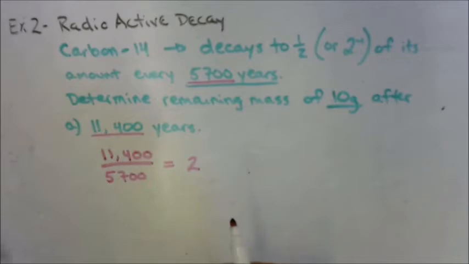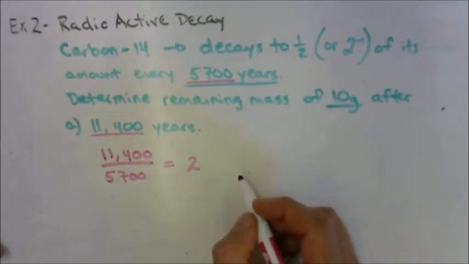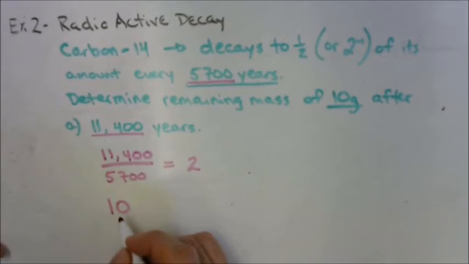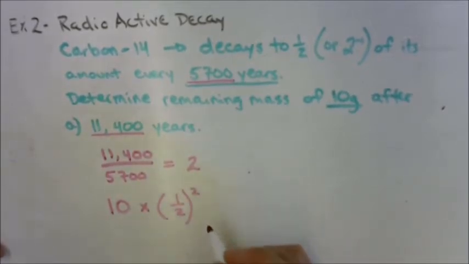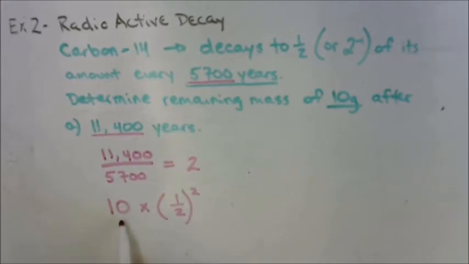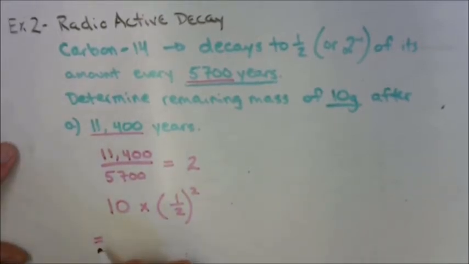That means that the amount of 10 grams is going to get cut in half 2 times. The amount that we started with is 10 grams, and it's going to go through 2 half-life periods. So this fraction, 1/2, represents 1 half-life period. If we do it by 1/2 again, we get 2 half-life periods, and that's exactly what this exponent means, 1/2 times 1/2.